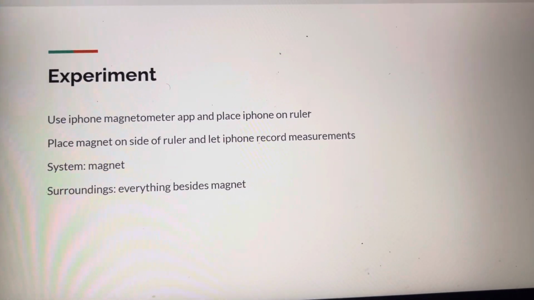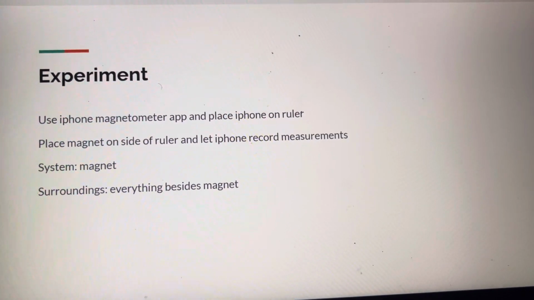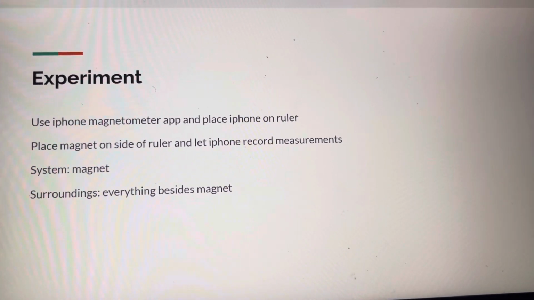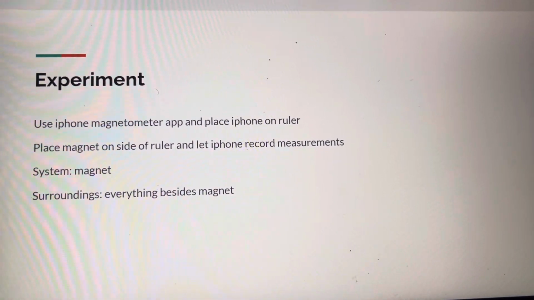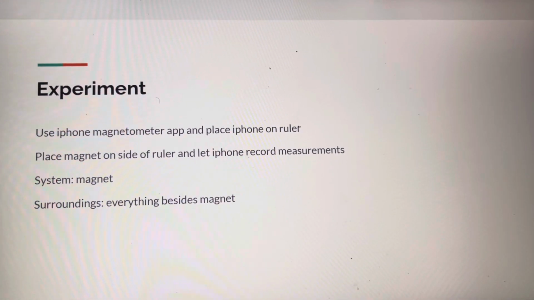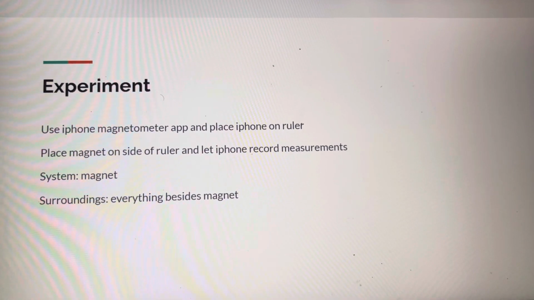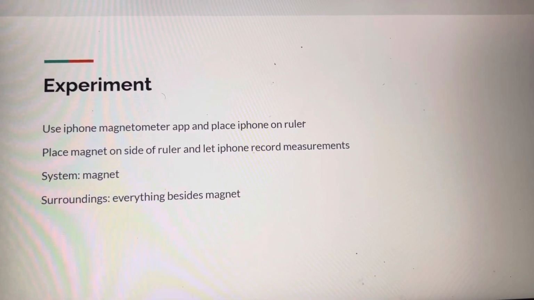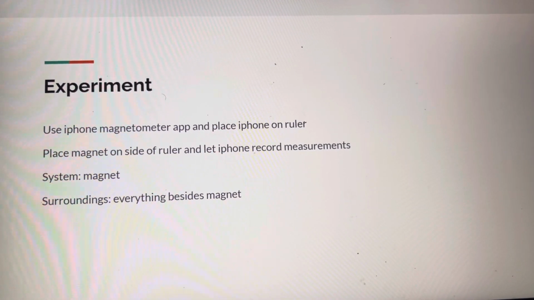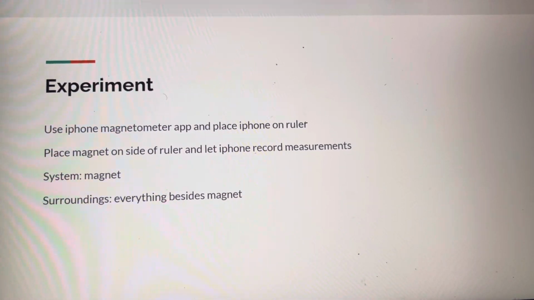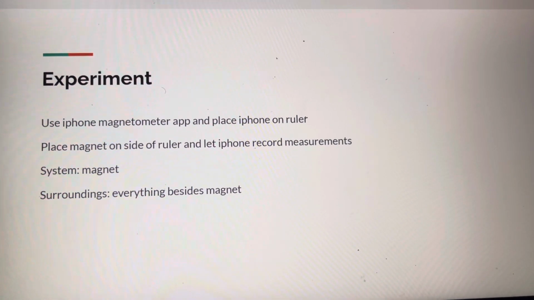So for the experiment itself, the materials needed were a magnetometer app that was used on my iPhone and a ruler as well. The iPhone app was prepped and placed on a ruler, and the magnet was placed on the side of the ruler, and the iPhone recorded measurements of the magnetic field as the magnet moved through the ruler. Thus, the relationship between the distance could be found.